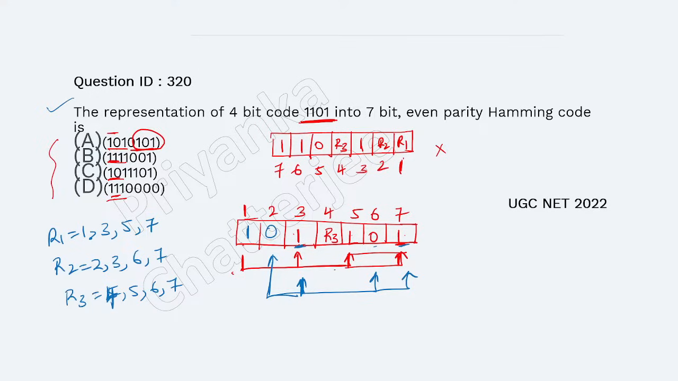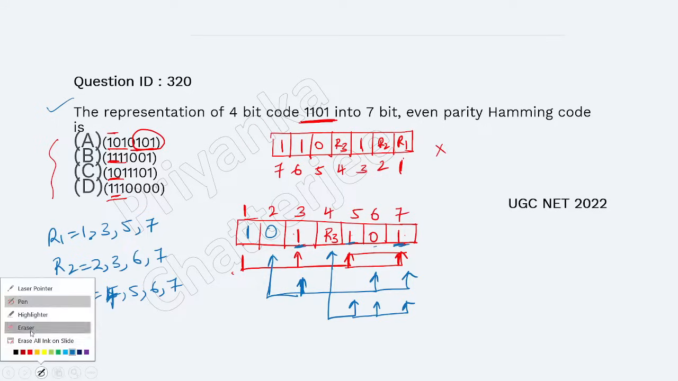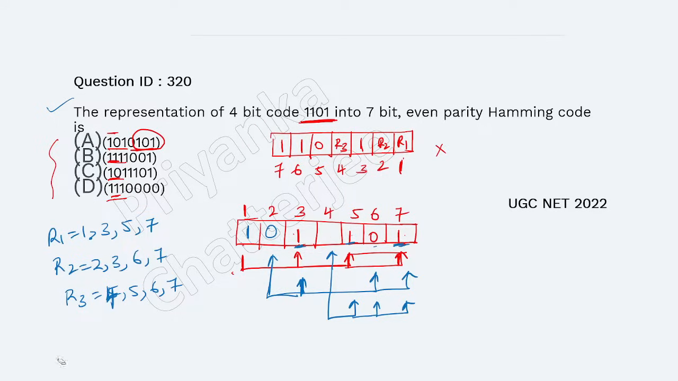Then finally R3: 4, 5, 6 and 7. That is your R3. So here it is 1, here it is 1. That is an even number. Again this is an even number. So this value will be 0. This value will also be 0. Right? That's why put 0 here. Now you can see the correct answer is coming. This is the answer, that is 1 0 1 0 1 0.